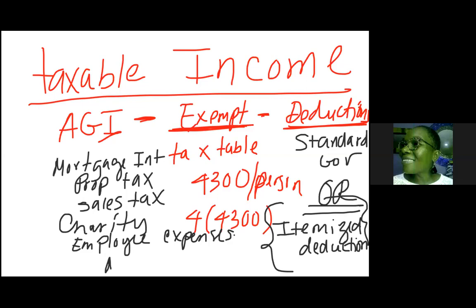Medical expenses, now be careful with the medical expenses because everybody's always trying to claim medical expenses, but the medical expenses only work if they are equivalent to or greater than 7.5% of the AGI, the adjusted gross income, guys. So not everybody can claim medical expenses.